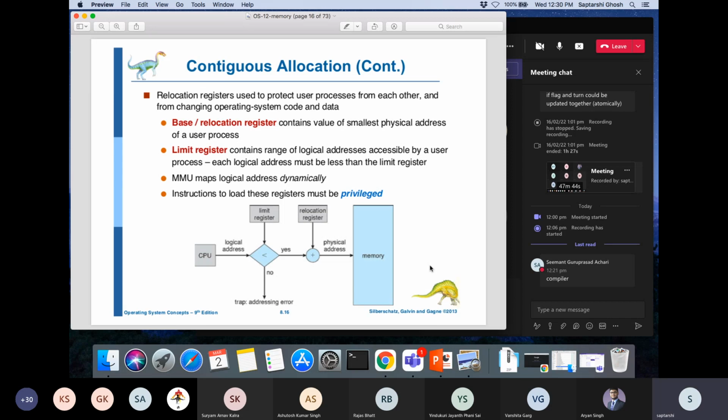So we have discussed this, right? The MMU maps the logical address dynamically using, let's say, the relocation register. Initially we used the term base register, but now we have started using the term relocation register, but the functionality remains the same. The starting address of the memory is contained in that register. And there is a limit register which says what is the total size of the contiguous chunk which this process has been allocated. So that's the simple contiguous allocation.